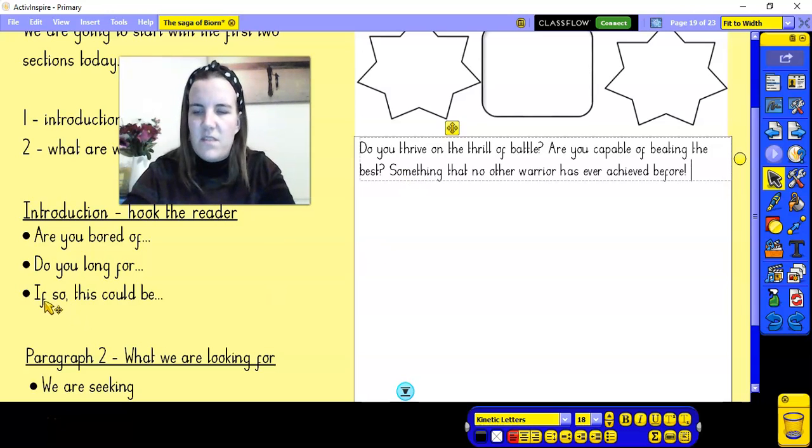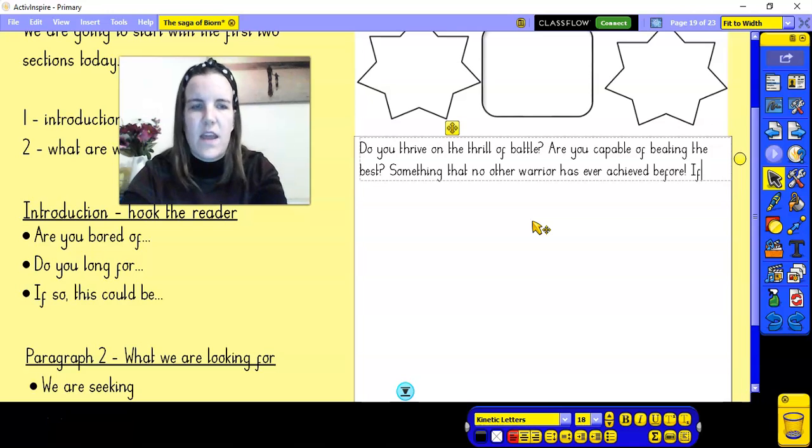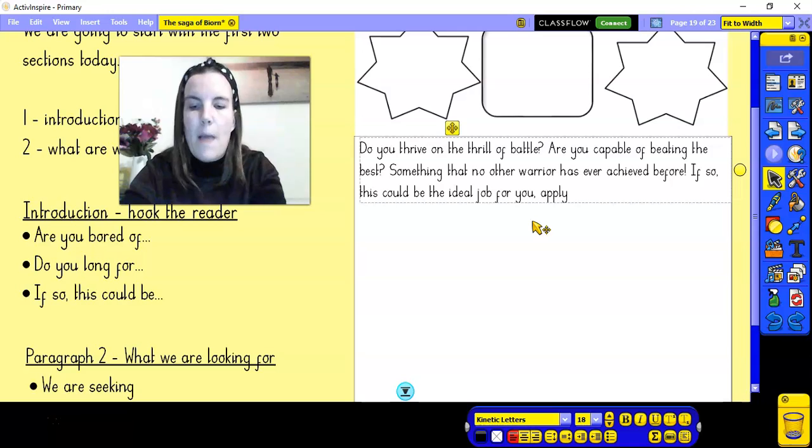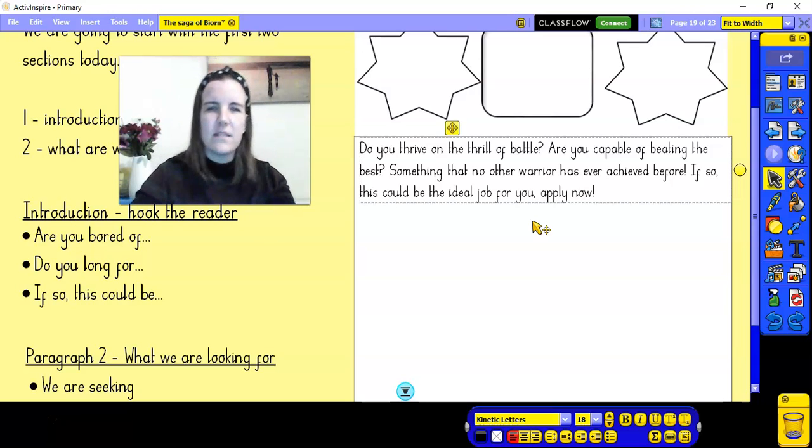I'm then going to use this sentence opener here. So this is like my read-on sentence, okay? So if they're able to do each of those things, this could be the ideal job for you. I'm going to put a comma in there, apply now! Okay, and I'm using that exclamation mark there to show that it's quite dramatic. Okay, and there's my introduction. So I've just thought about two rhetorical questions that I can include there, something that's going to persuade my reader, okay, and then that read-on sentence telling them what I want them to do, apply for this job.